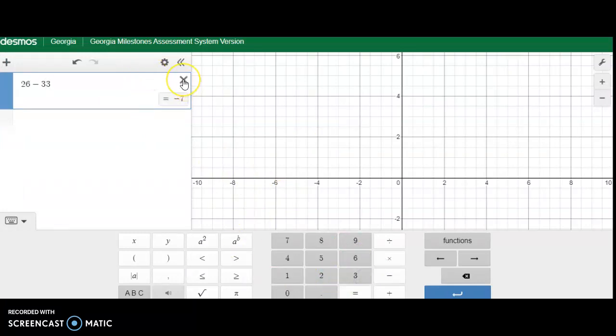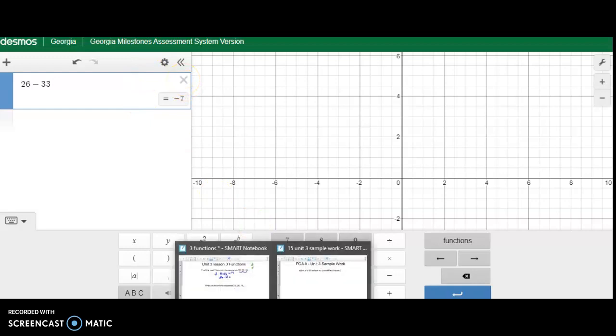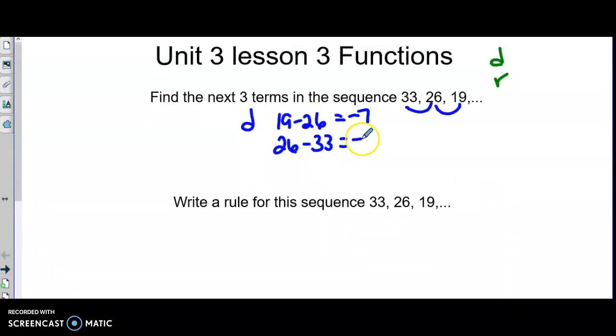That's also negative 7. So this does have a common difference. We are subtracting 7 every time. And you can double check it by doing 33 minus 7, and it does equal 26. And then 26 minus 7 does equal 19. So to get my next term, I would simply subtract 7 again.